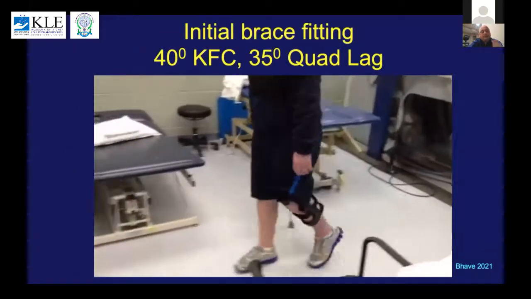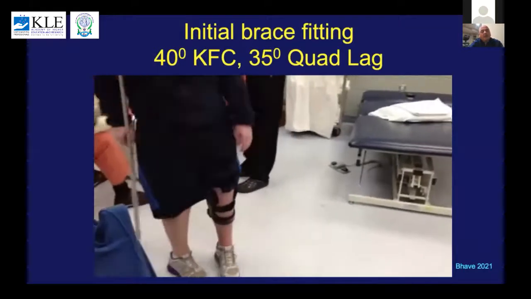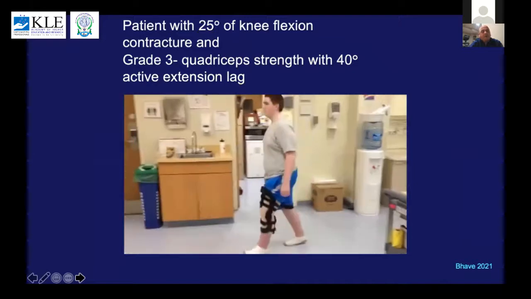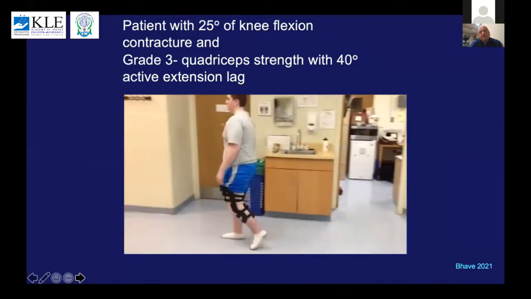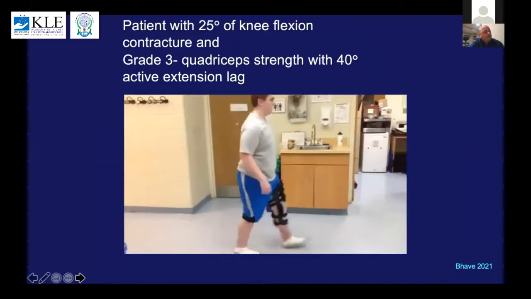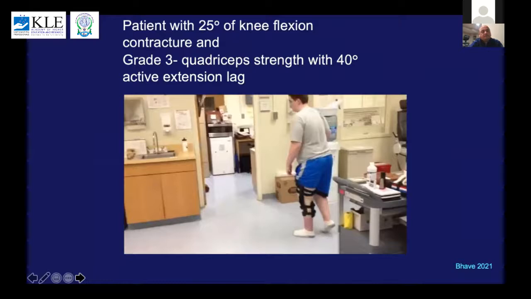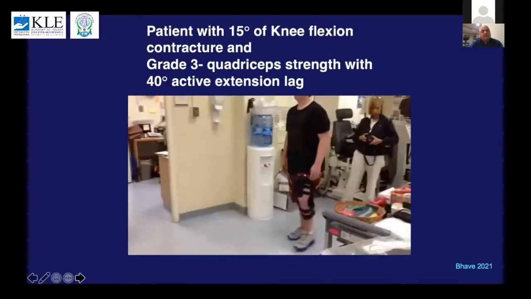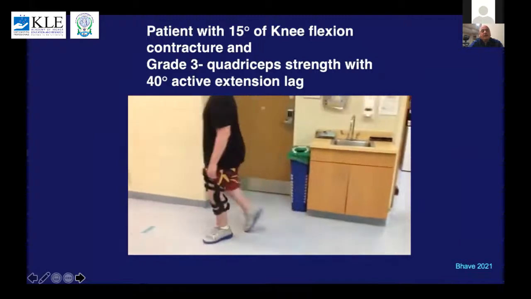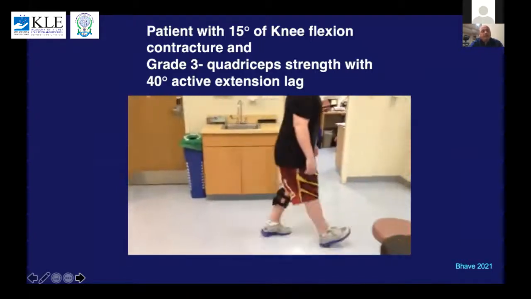The first time he walks like this, he has a knee flexion contracture, also has a quad lag, and he uses a crutch. The next time he walks a little bit better. Of course, he's still limping, but his improvement is very obvious here. And he's doing better. The next time he comes, he's walking even better and able to sustain a longer step length. This was about a 3-month period, and he kept on improving gradually.